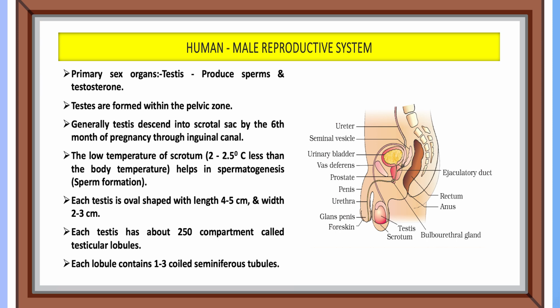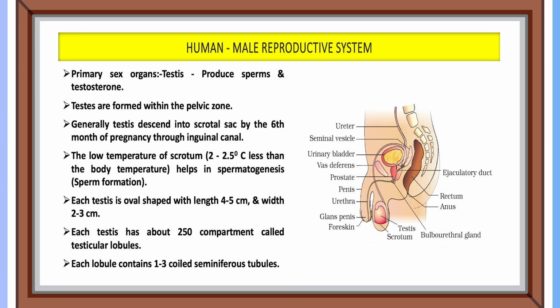The primary sex organs, the testes, produce sperms. So any organ that is concerned with production of gametes will be called primary in the male reproductive system. The primary sex organs are the testes. They produce sperms and testosterone. Testes are formed within the abdominal cavity here.